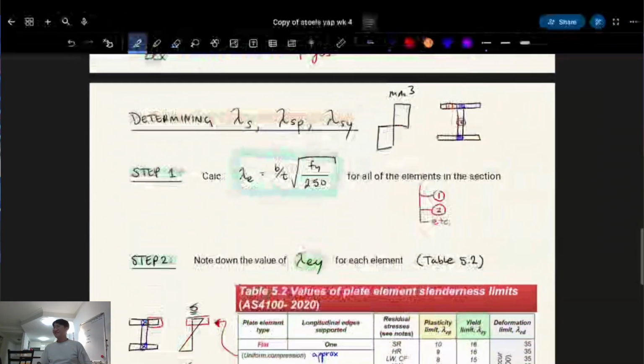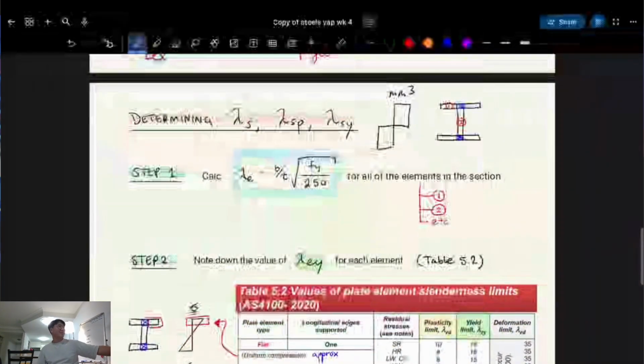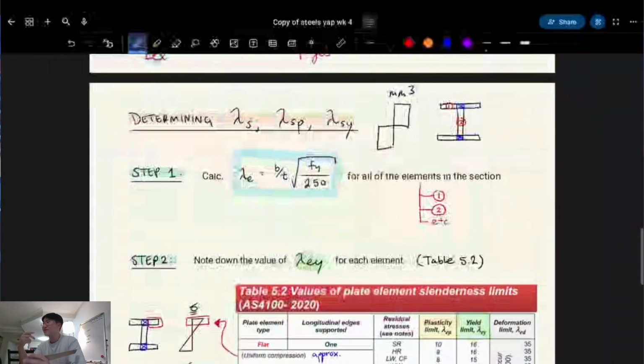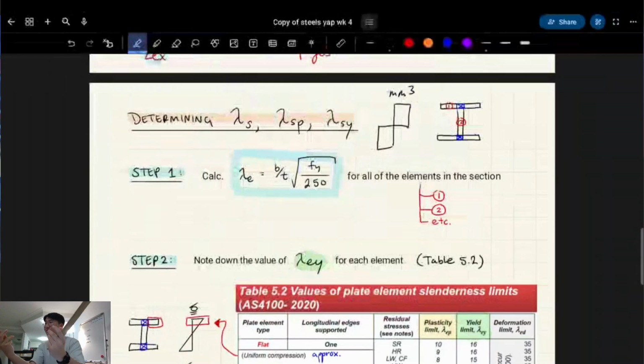Are you guys alright to keep going? Okay. So, we have to determine lambda S, lambda SP, and lambda SY. The S there stands for section. So we need to find the slenderness of the section, the plastic limit and the yield limit of the section. But guess what? We have to check every element and find the most critical element to find the section's one.